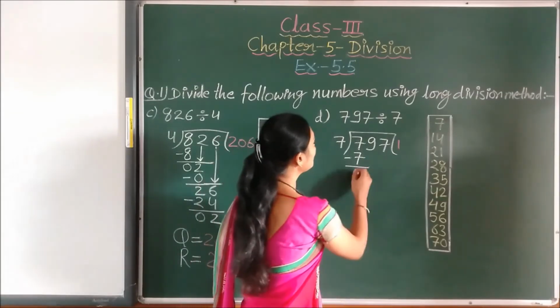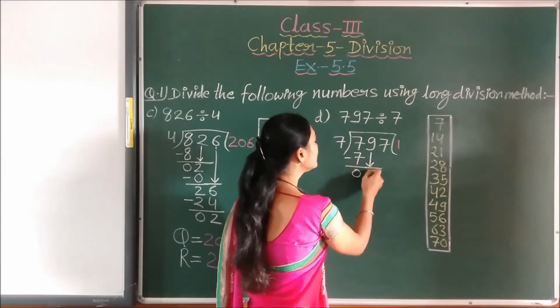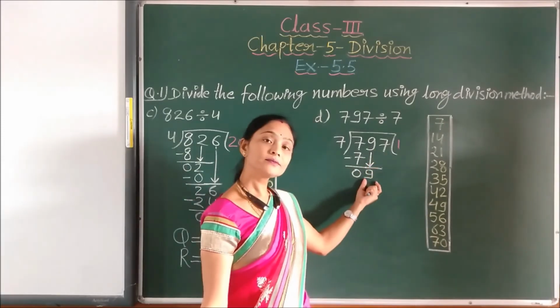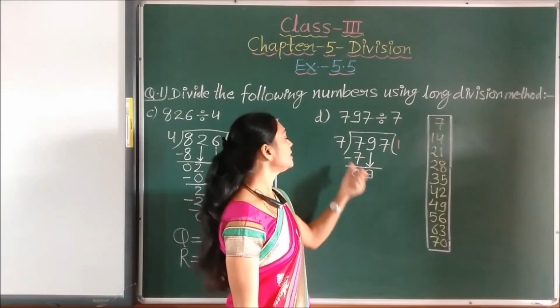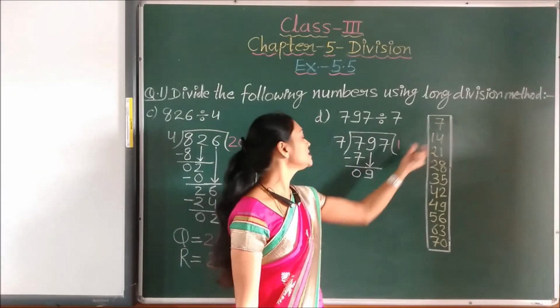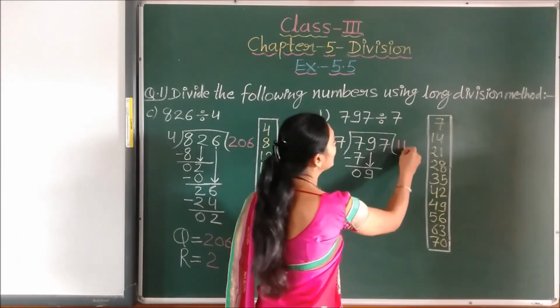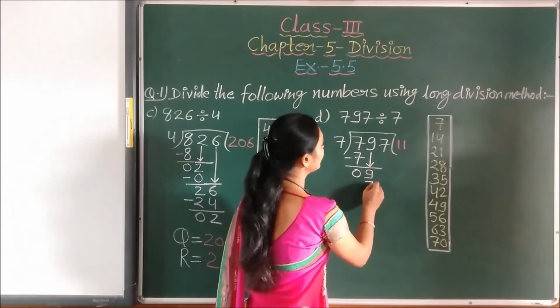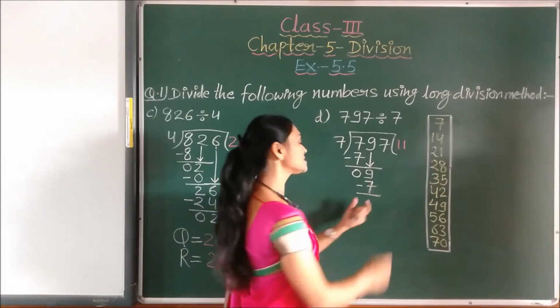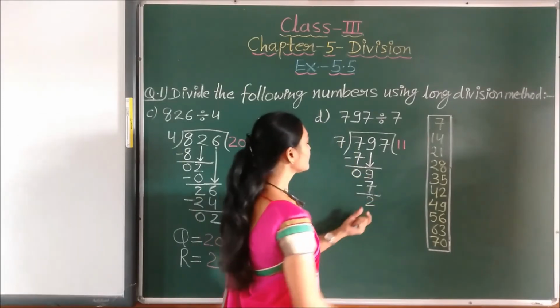7 minus 7 how much? 0. Now we have to carry this 9 down here. So how many times? 7 ones are 7 only, because if we read 2 times, 14 is more than 9. So again we will read this table only 1 time, and here we will write 7 ones are 7, means 7, and here 9 minus 7, 2.